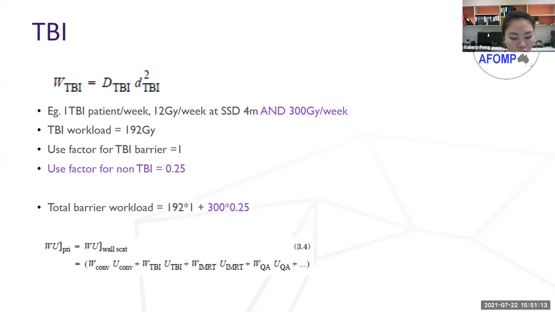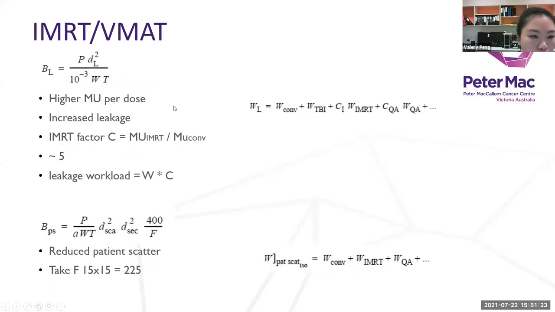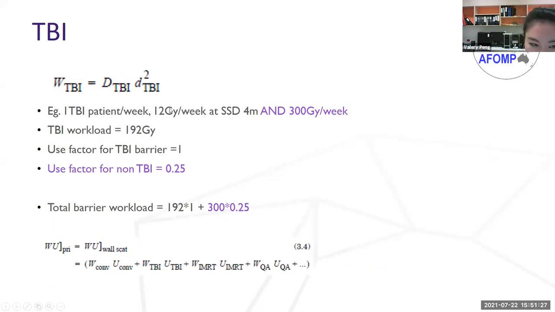So TBI workload and conventional workloads are considered separately, with their respective use factors added. For instance, if we have one TBI patient a week, with 12 grays the prescription and an SSD of 4 meters, and this 300 gray per week is just your conventional workload, then your TBI workload would be 192 gray. And for the barrier, the use factor for the TBI wall would be 1, and for non-TBI, we use 0.5. So that's what I mean by using different use factors for the different treatments: 0.25 for conventional and 1 for TBI. And you just consider them separately to get the total workload.